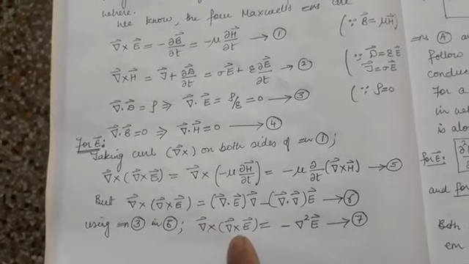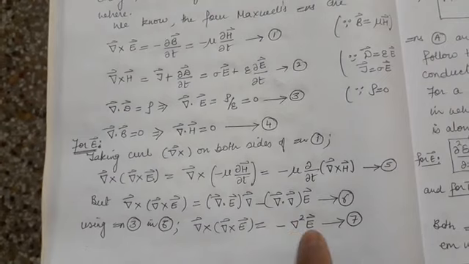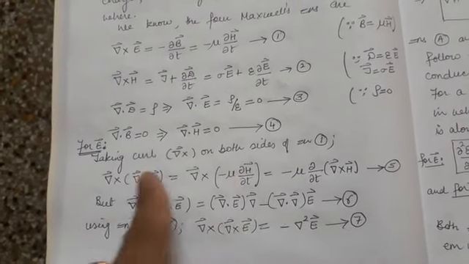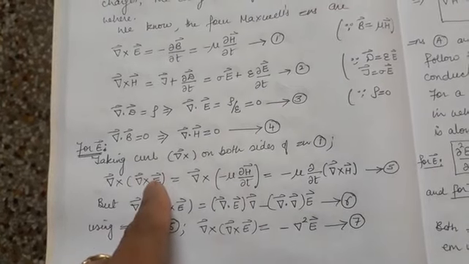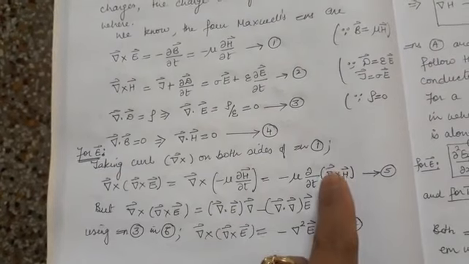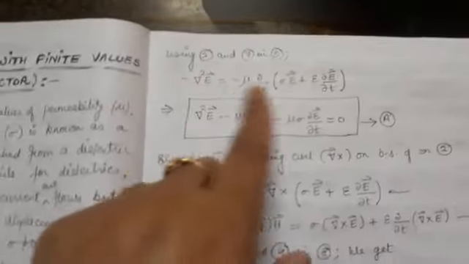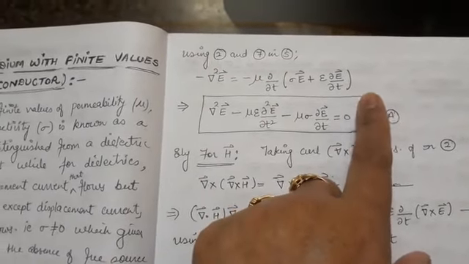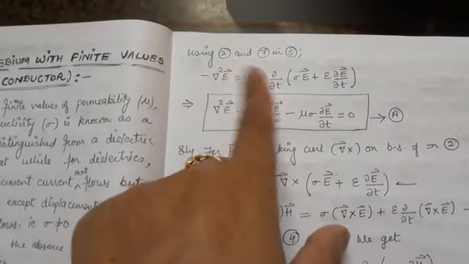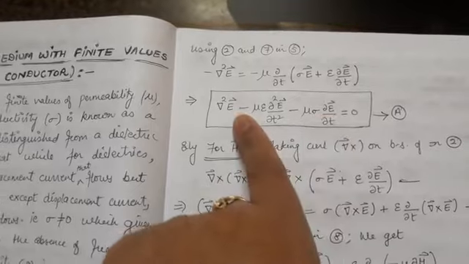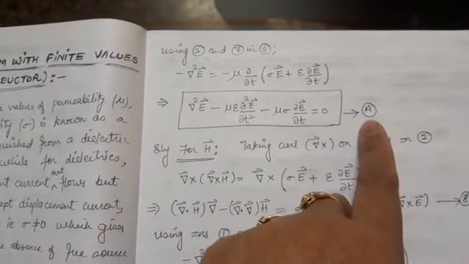So I'll get del cross E is equal to minus del square of E vector. Now using equation 7 on the left hand side of equation number 5 and using equation 2 on the right hand side of equation number 5, I'll get a similar equation like this. Now you can expand this equation and the negative sign on both sides gets cancelled. Then move the two terms to the left hand side, you will get equation number A.